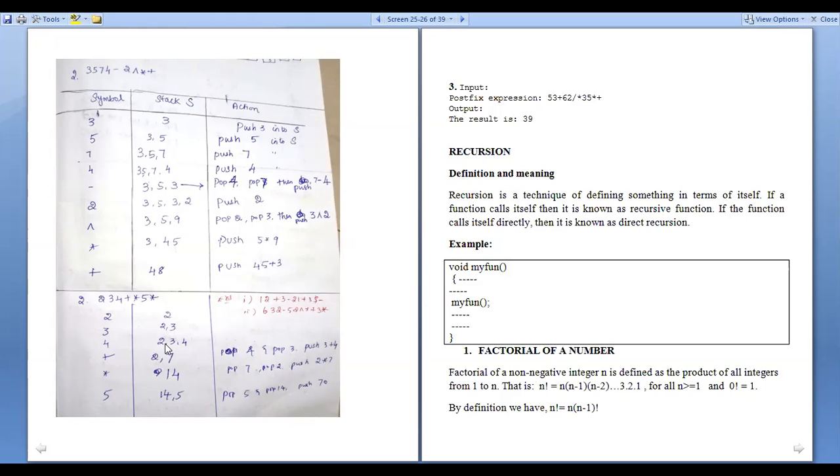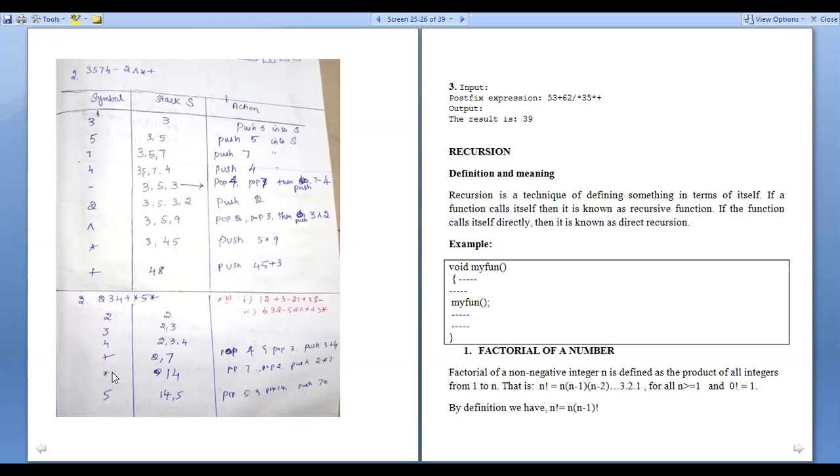So what are the operands that will be popped? The last element is 4. Then after 4, which is the next element that will be popped out? That is 3. So the operation we are going to perform is 3 plus 4, and the result is 7. 7 will be pushed to the stack.